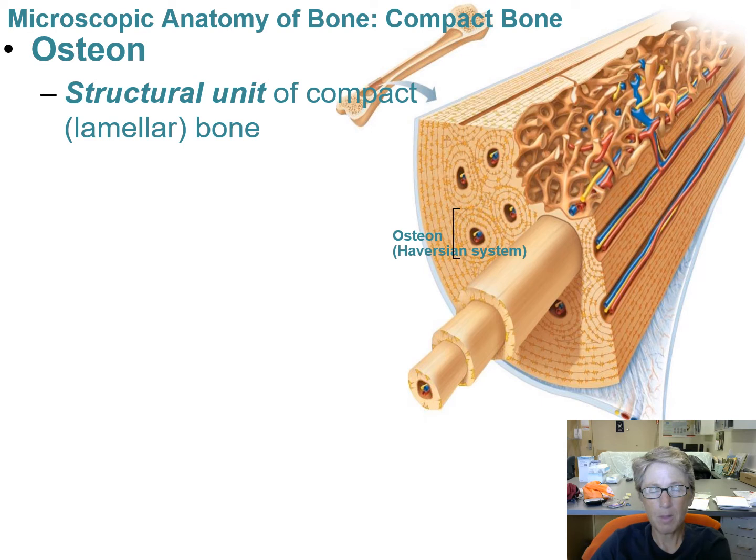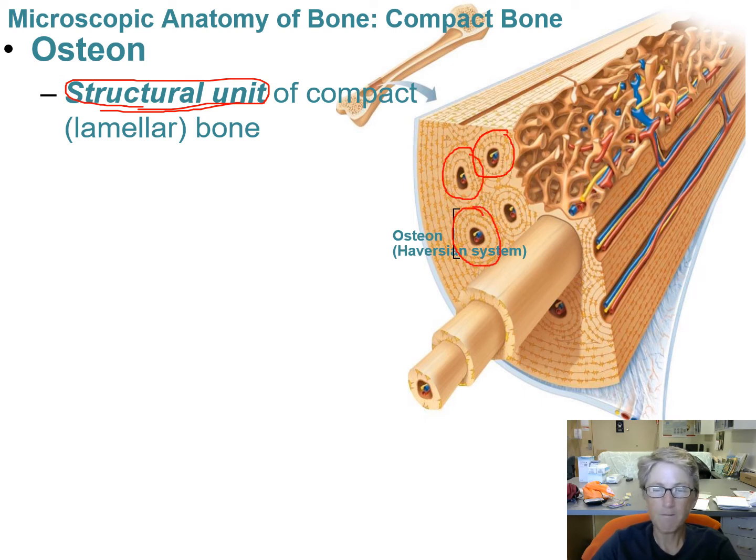Okay, the structural unit of compact bone is also called lamellar bone. Again, you have to memorize two names for one thing. Compact bone is the same thing as lamellar bone. But the structural unit, the basic unit that you would find in a bone, is called the osteon. So in cross section you can see osteons. Here's an osteon, here's an osteon, here's an osteon.